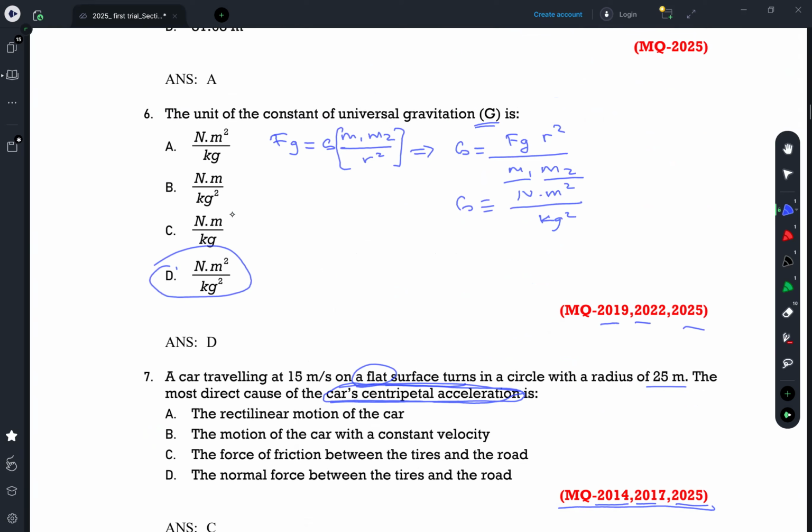Because acceleration and centripetal force are directly proportional and in the same direction, and their causes are the same. So for a flat surface, an object moving through a flat horizontal circle, the force which provides circular motion is always friction force. Friction force between the object and whatever the road is. So the force of friction between the tires and the road. So C is the correct answer.